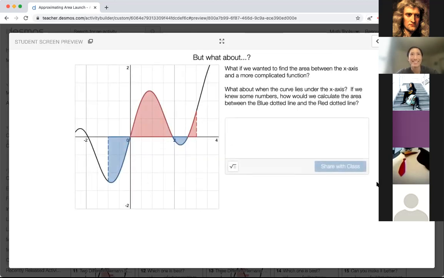But what if instead of having just a simple curve, we have an even more complicated function? So maybe we have one that goes below the x-axis, comes back up, goes back down for a tiny bit, and then shoots off into infinity.